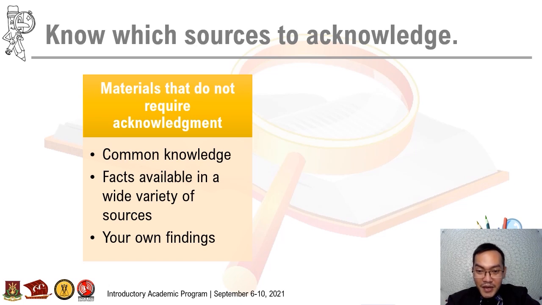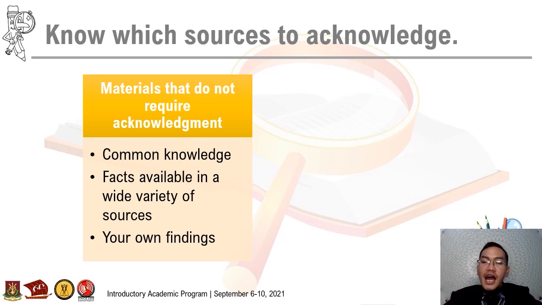Those are really common, like common knowledge already, and used by other sources, and those other sources also did not cite. And finally, your own findings. Of course, those are your own findings. Why would you cite an author? It's yourself. Unless it's your publication in the past. You've published before, so you cite yourself, because your previous work is related to your present work.